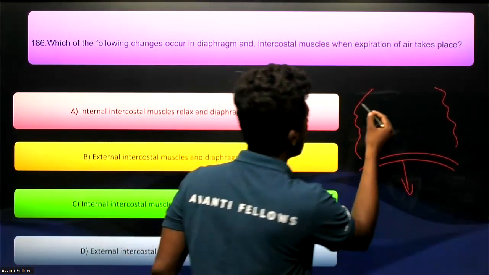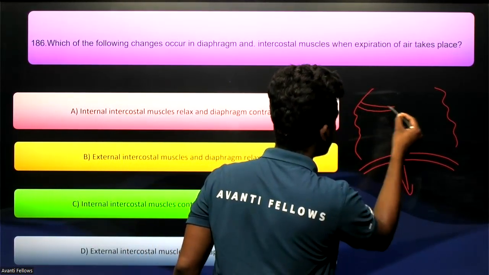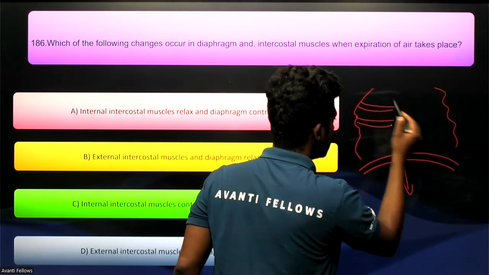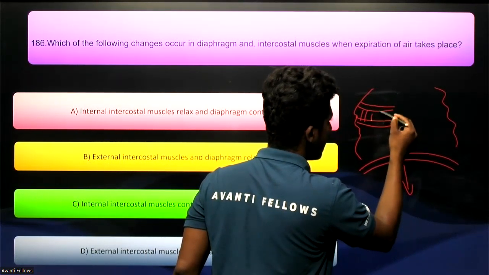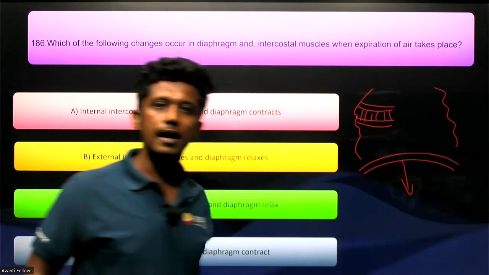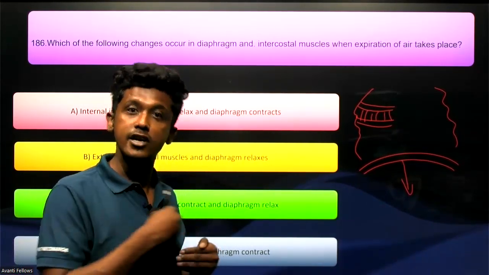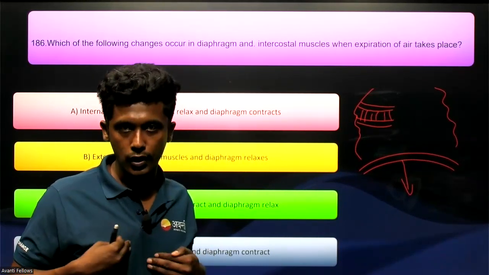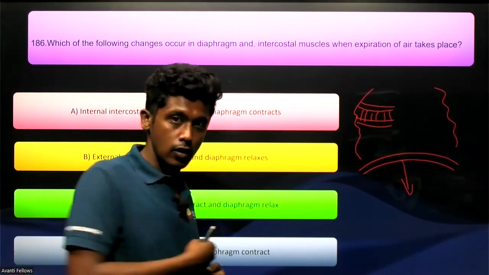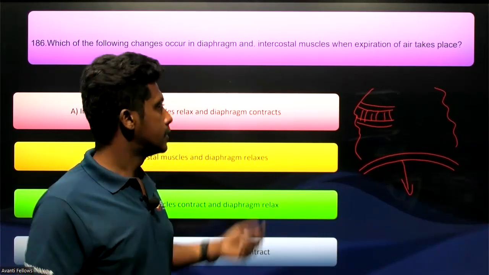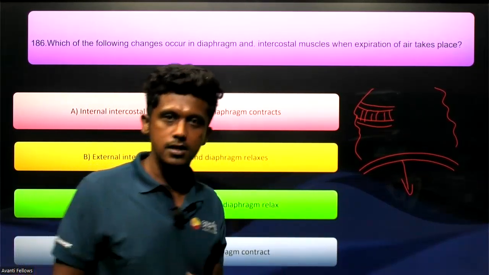And second thing, what happens? This is one rib, let's say, and this is another rib. So between these ribs, we have a muscle called intercostal muscles. If it is towards the inside, it is called internal intercostal muscles, that is towards your lungs. If it is towards your skin or outside to your chest, that is called external intercostal muscles.